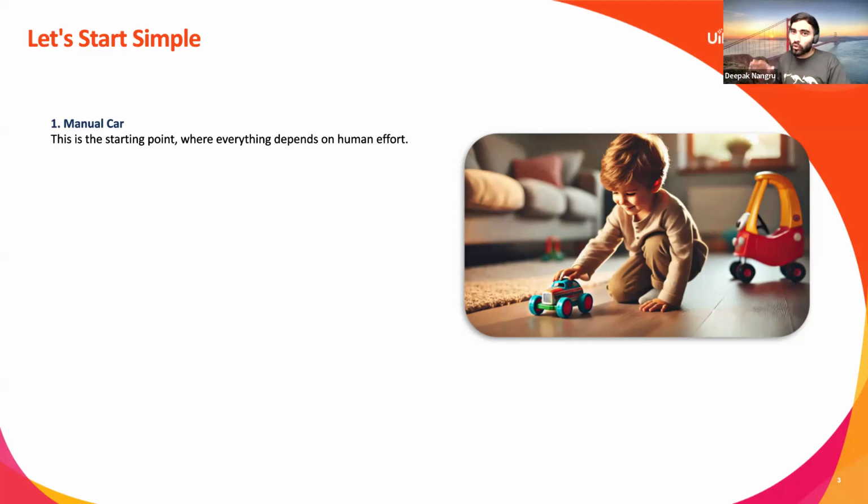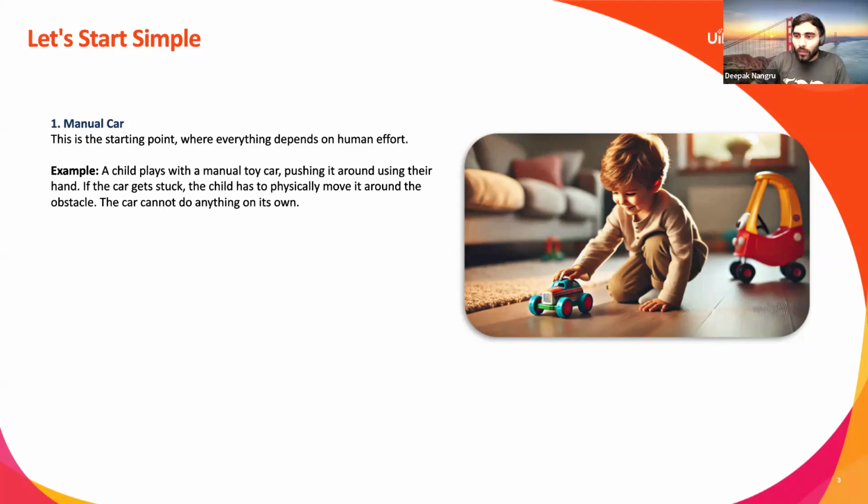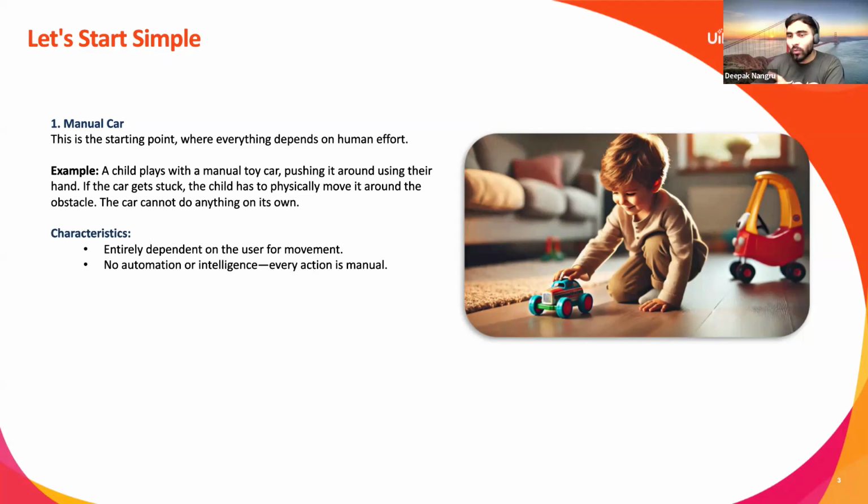As a human, I had to push that car to make it run, so at the start everything was happening manually. In this example, the boy is pushing the car, and if there is any hurdle, he has to apply manual effort to pick it up, take the car back, and push it again. This entirely depends on the movement of the user. Everything is dependent on a human or manual intervention. There is no automation, no intelligence. Every action is manual. If the child doesn't push, the car will not move forward. This is a simple example of how manual work happens.